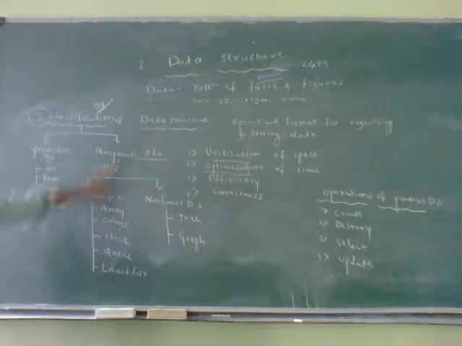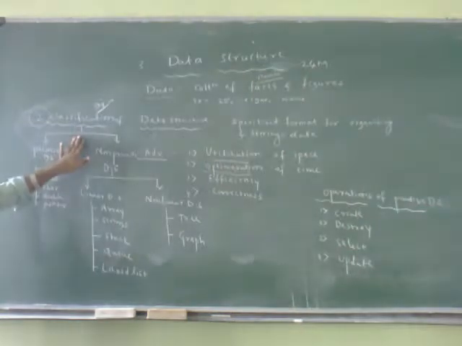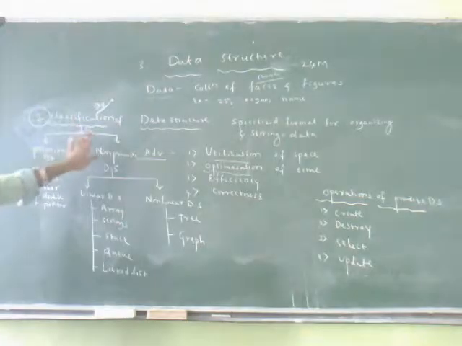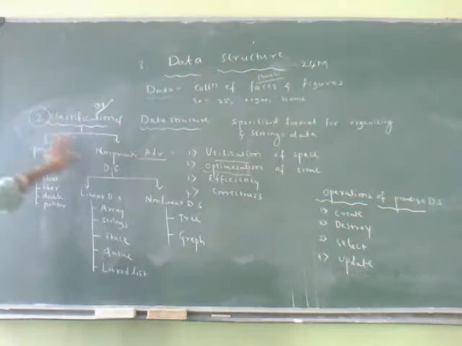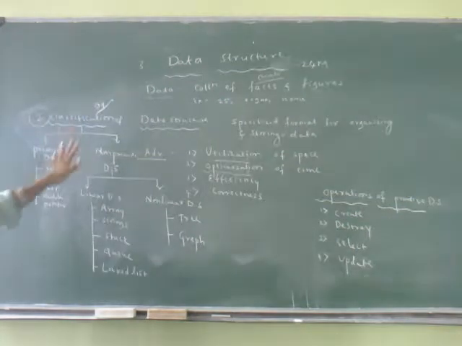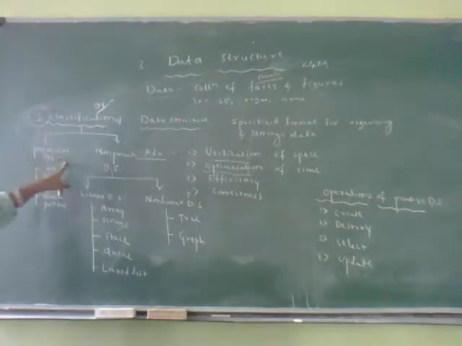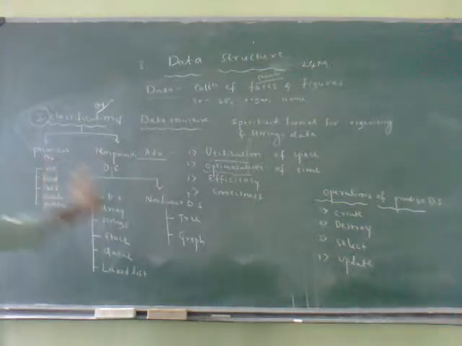Non-primitive data structure, these are the example for non-primitive data structure. One by one you have to study it. There are two types of data structure you have. The data structure can be classified into two types. The first one is a primitive data structure. What is primitive data structure?